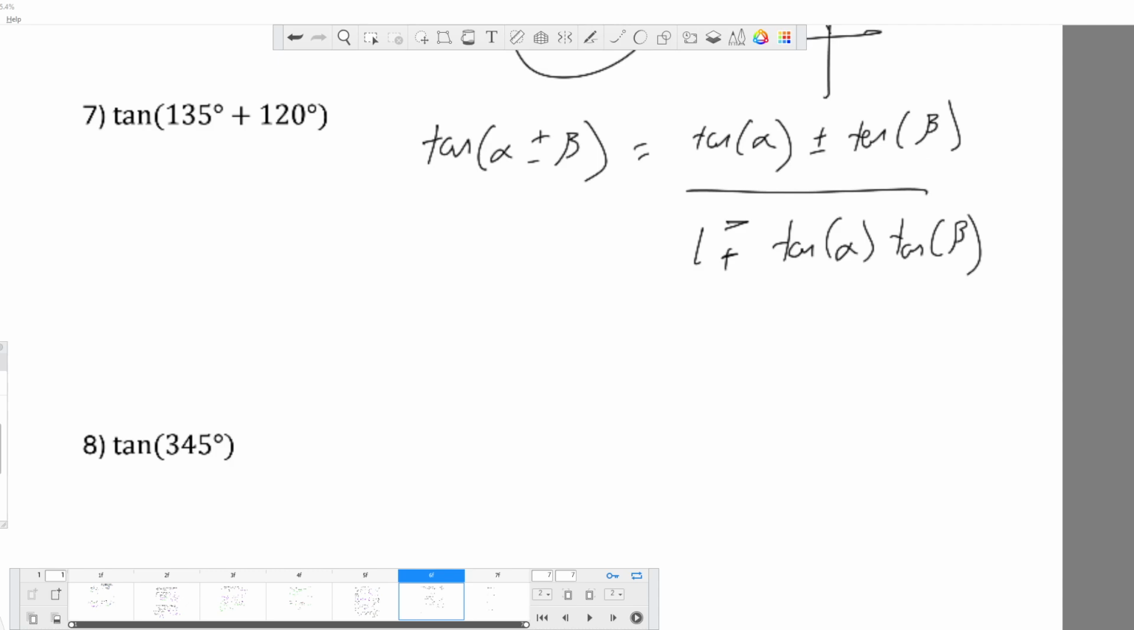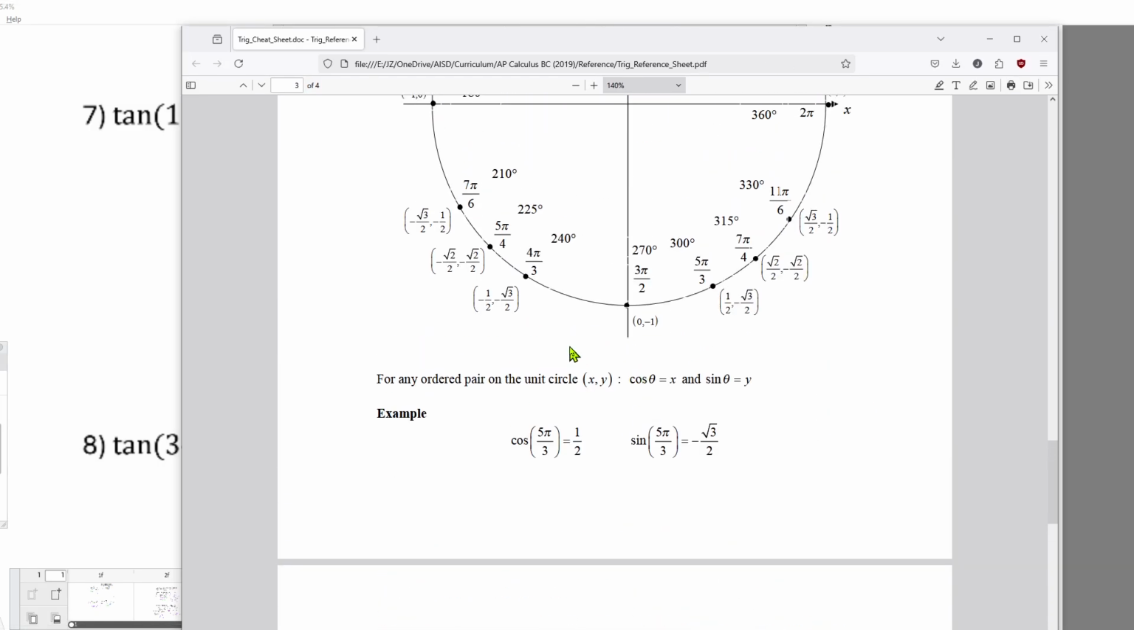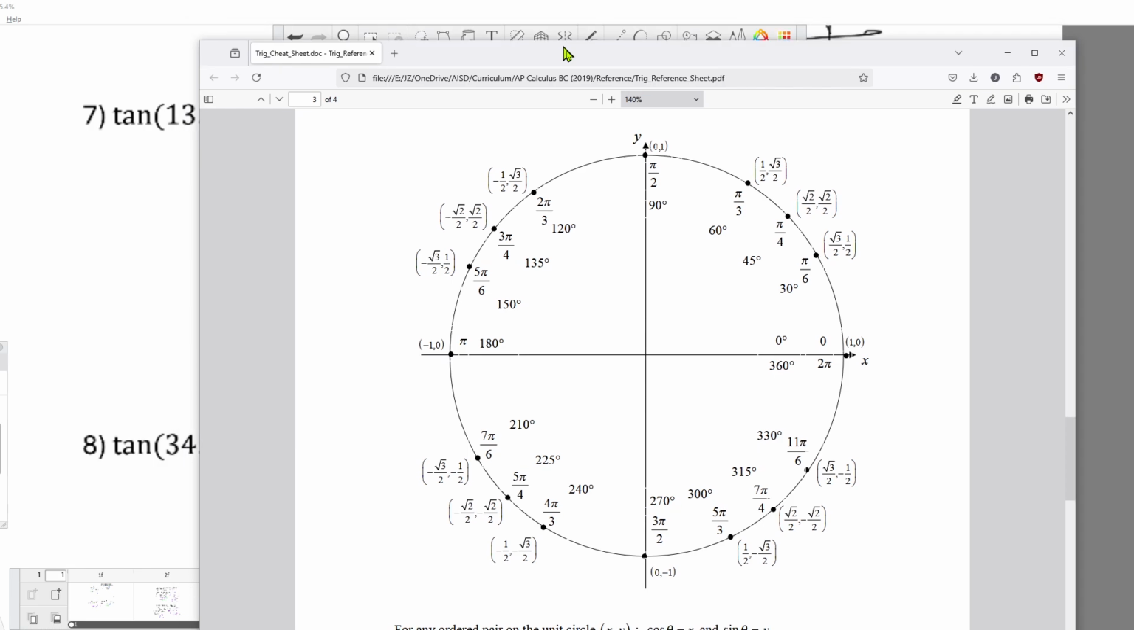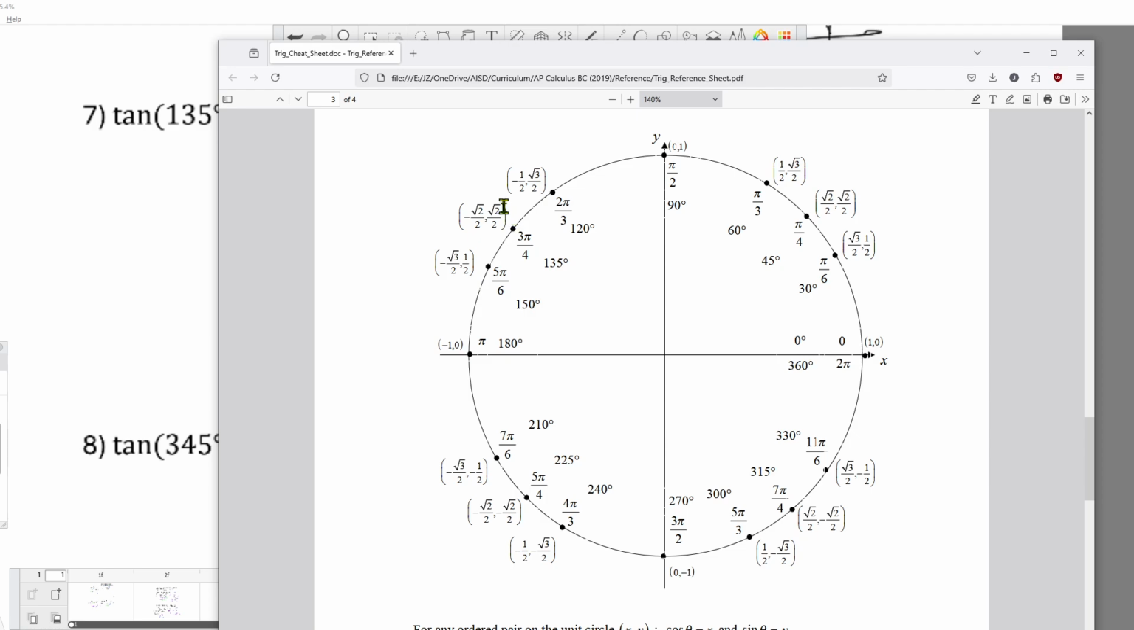So we need to know what tangent of 135 degrees is. Does my little cheat sheet have a unit circle? Yes, it does. So we're dealing with tangent of 135. So tangent is, oh, that's going to probably be -1.